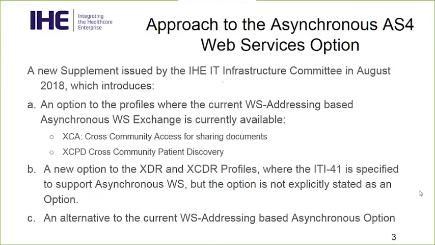This new option also applies to XDR for the simple point-to-point push of a document, and XCDR, where the push is not within a community but through gateways across communities. And this option is explicit, where previously the other option could be used, but the web service addressing based web service was not explicitly made as an option. We wanted a little more rigor, a little more clarity for people who are procuring and testing a product.